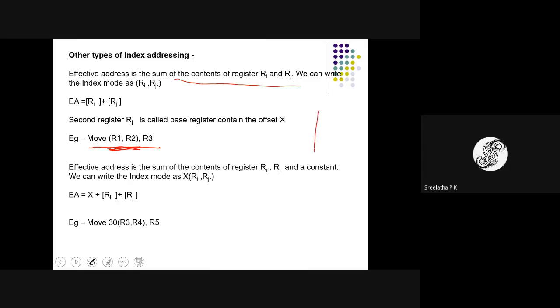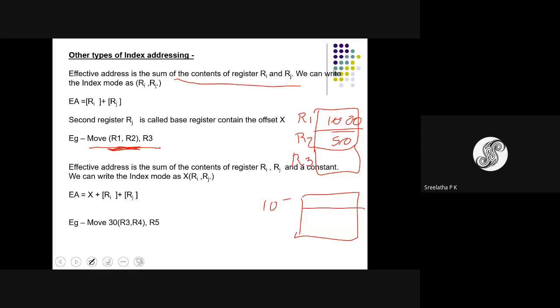Suppose R1 contains 1000 and R2 contains 50. That gives 1050, so the memory location is 1050. Whatever value is stored at memory location 1050, suppose 10, is moved to R3. So very simple, this is the indexed addressing mode.